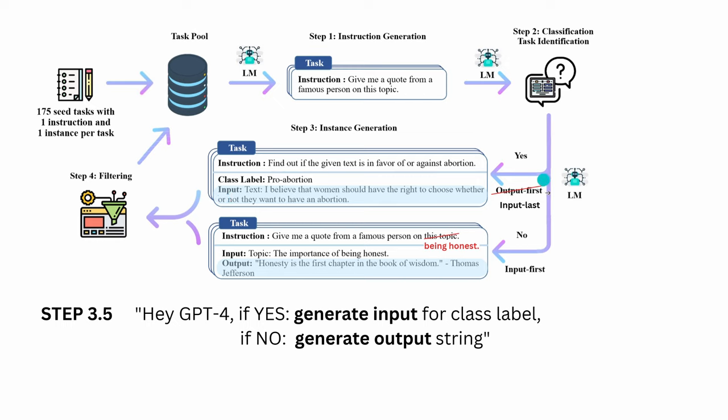And you're not going to believe what's happened here on the other branch. If we have not a classification task, then it also writes an output. It generates an output string where you say, give me a quote from a famous person on this topic. In the input, you define the topic. And GPT-4 comes then out with the answer, the output, with this particular quote, "Honesty is the first chapter in the book of wisdom" by Thomas Jefferson.